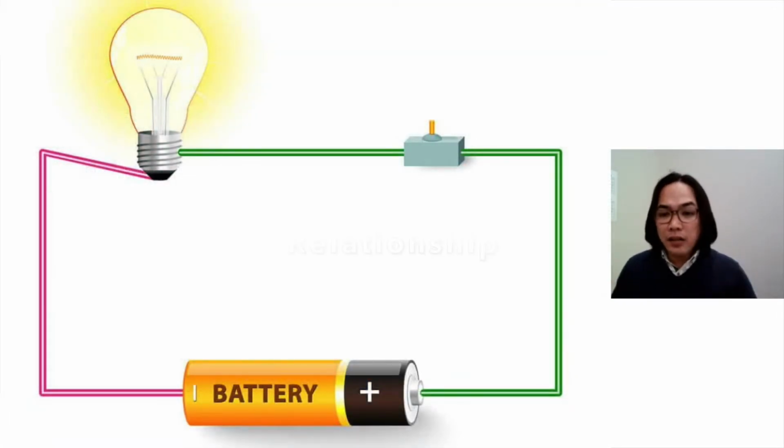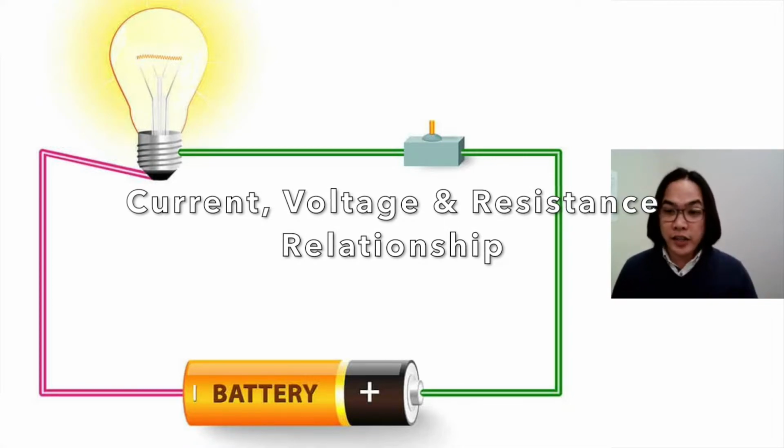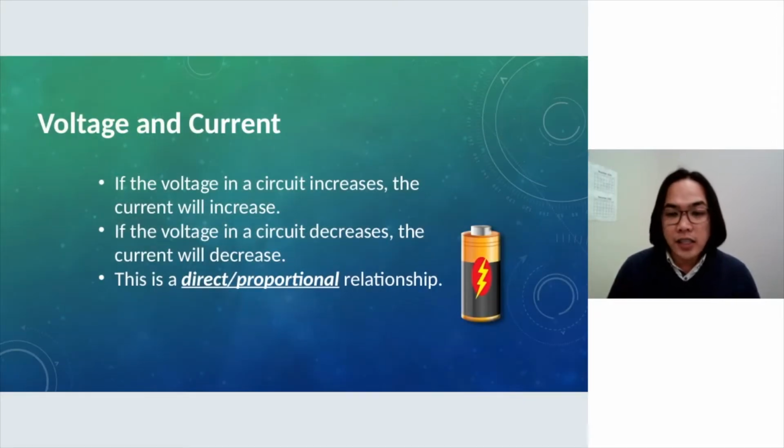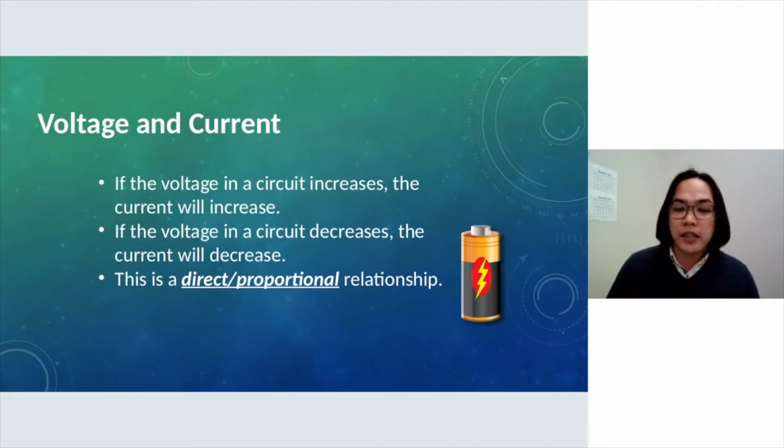Let us now talk about the relationship of voltage to current and then current to resistance. Okay, so first is voltage and current. The relationship says that if the voltage in a circuit increases, the current will also increase.